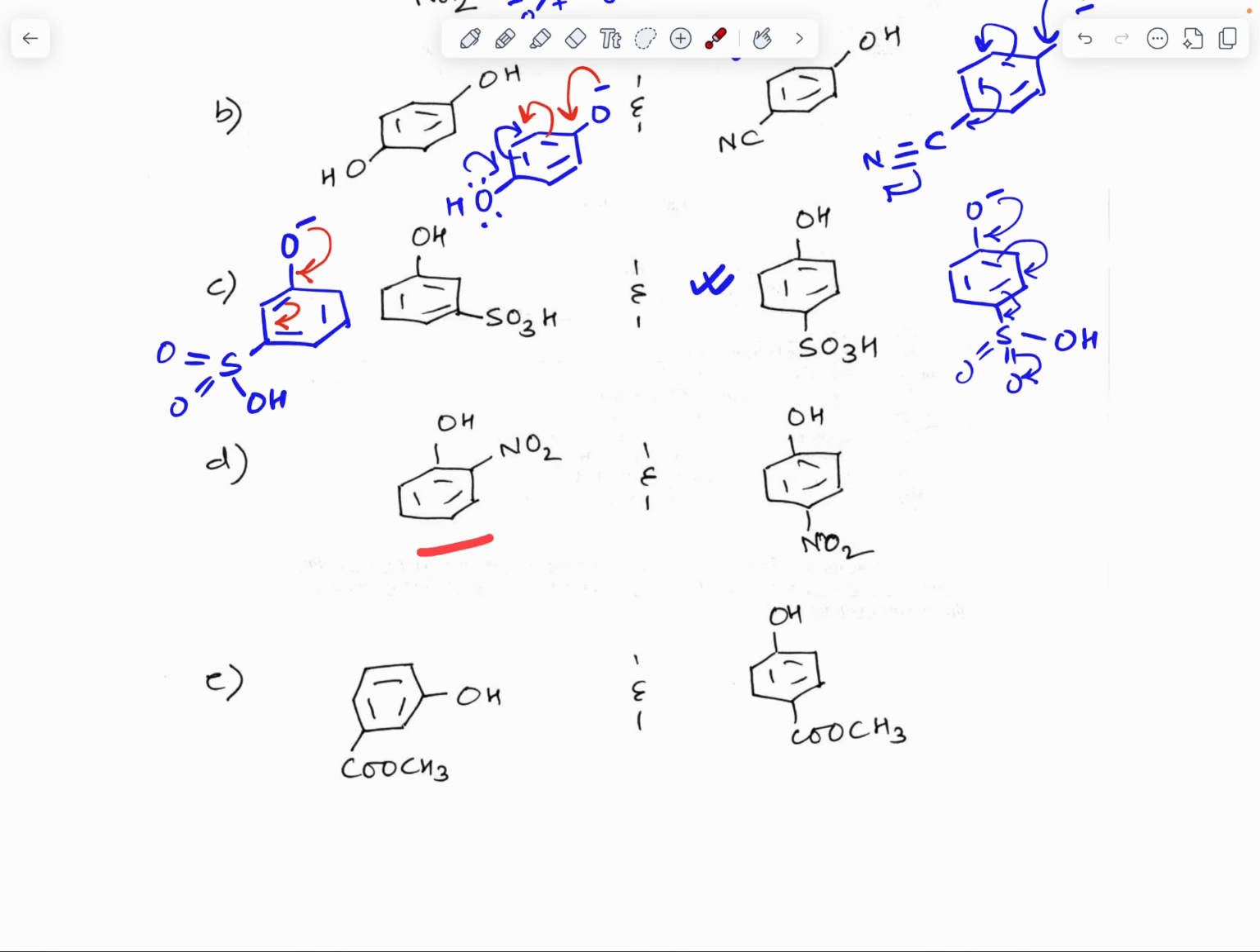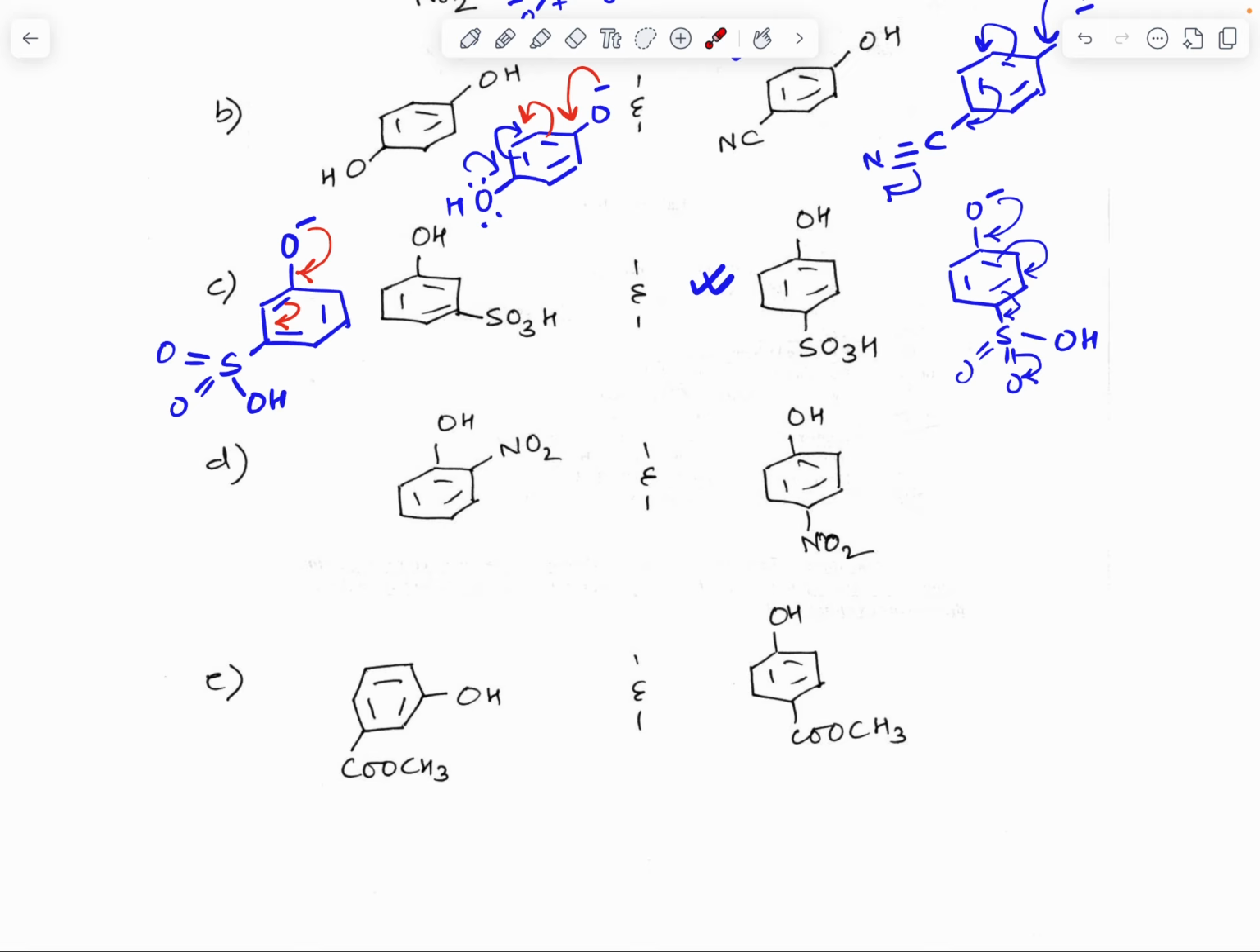Now let's take a look at this one, D. D is a very interesting case because you have the NO2, and as I just mentioned, the electron withdrawing group needs to be at ortho or para. It seems that in this case, it should be the same. But let's take a look, and you have to think about this a little differently, okay?